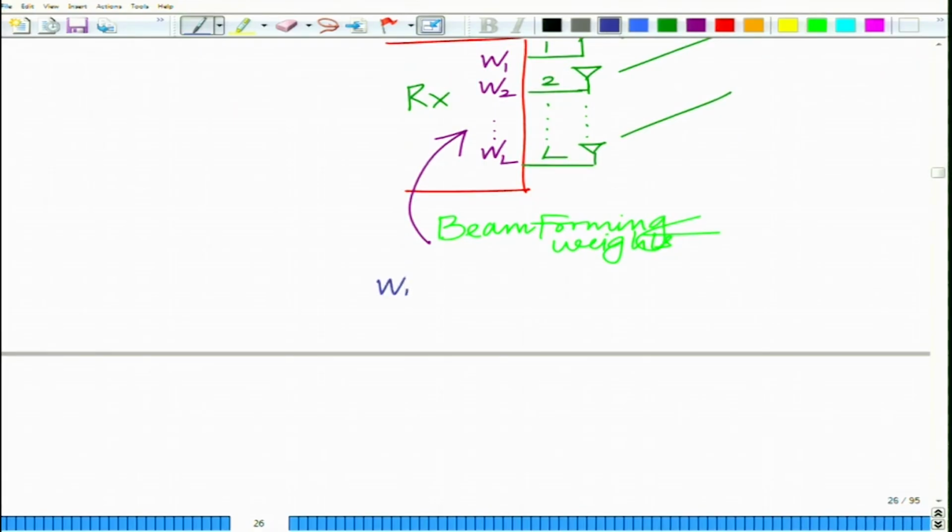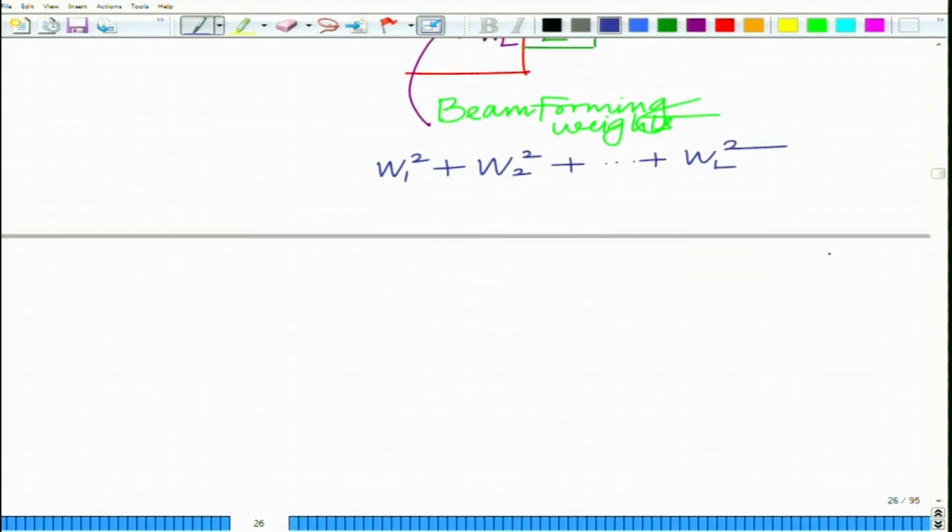What we will ensure is that the energy of the beamformer, that is W1 square plus W2 square and so on, is restricted, because this also influences the output power of the combiner. The energy of the beamformer is often also called the power of the beamformer, because this is what is applied at every time instant.